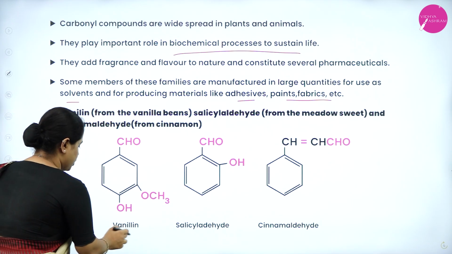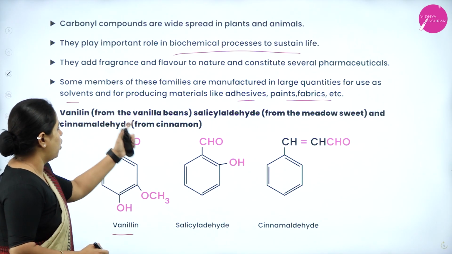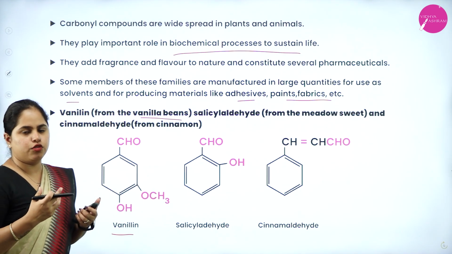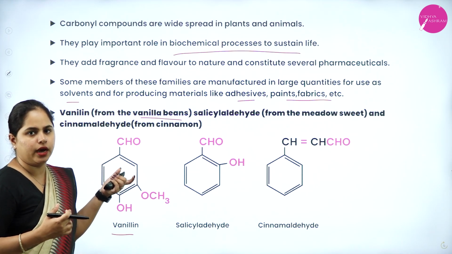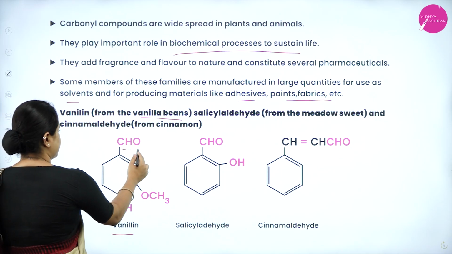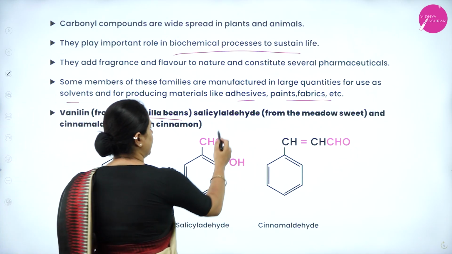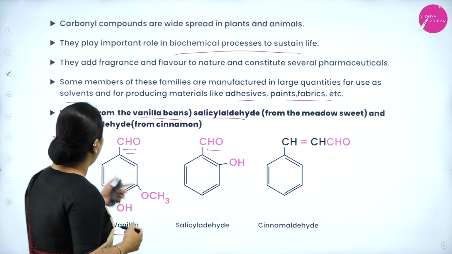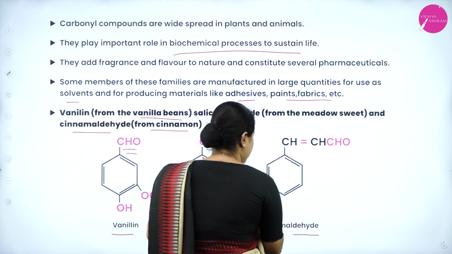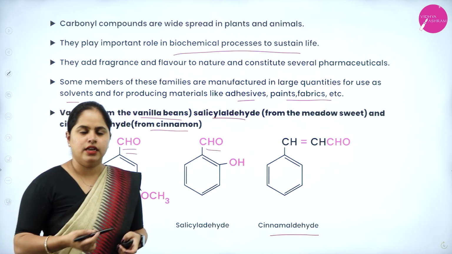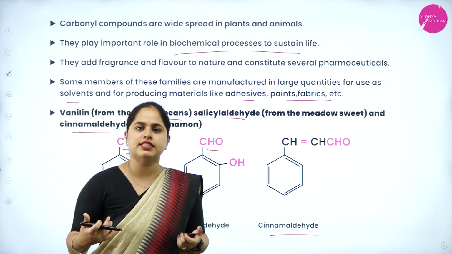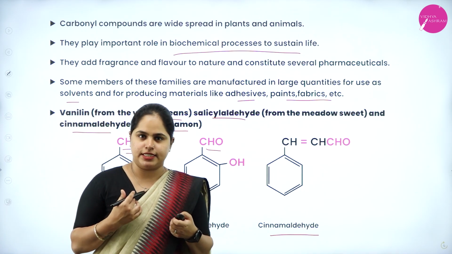This is the structure of vanillin, which is obtained from vanilla beans. When we are making food, you might have heard of vanilla essence we add. That is an aldehyde. You can see here, CHO, it is an aldehyde. Then you have salicylaldehyde, and cinnamaldehyde, which is obtained from cinnamon. All of these are examples of aldehydes. These compounds are important in our day-to-day life as well. So of course, studying aldehydes, ketones and carboxylic acids is necessary for us.